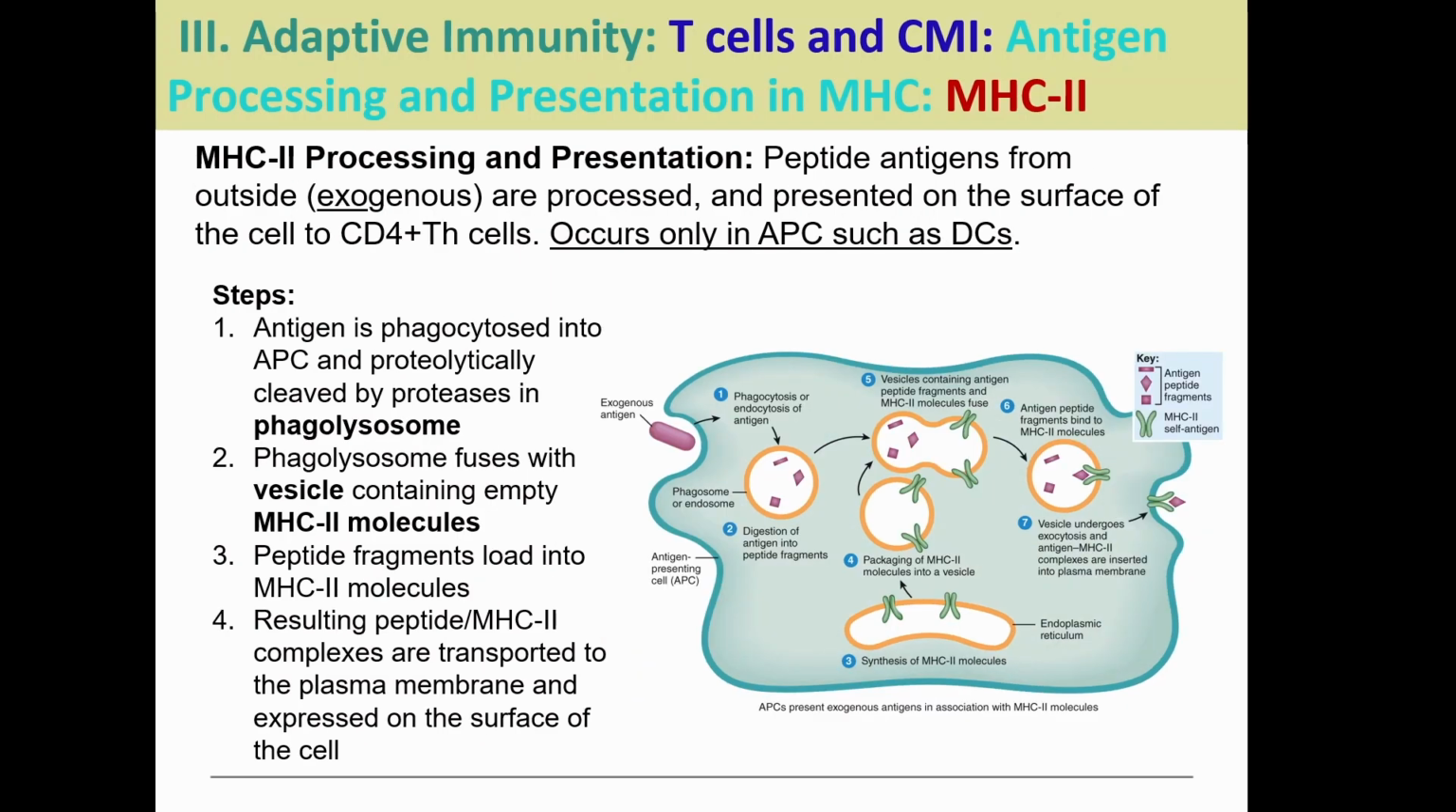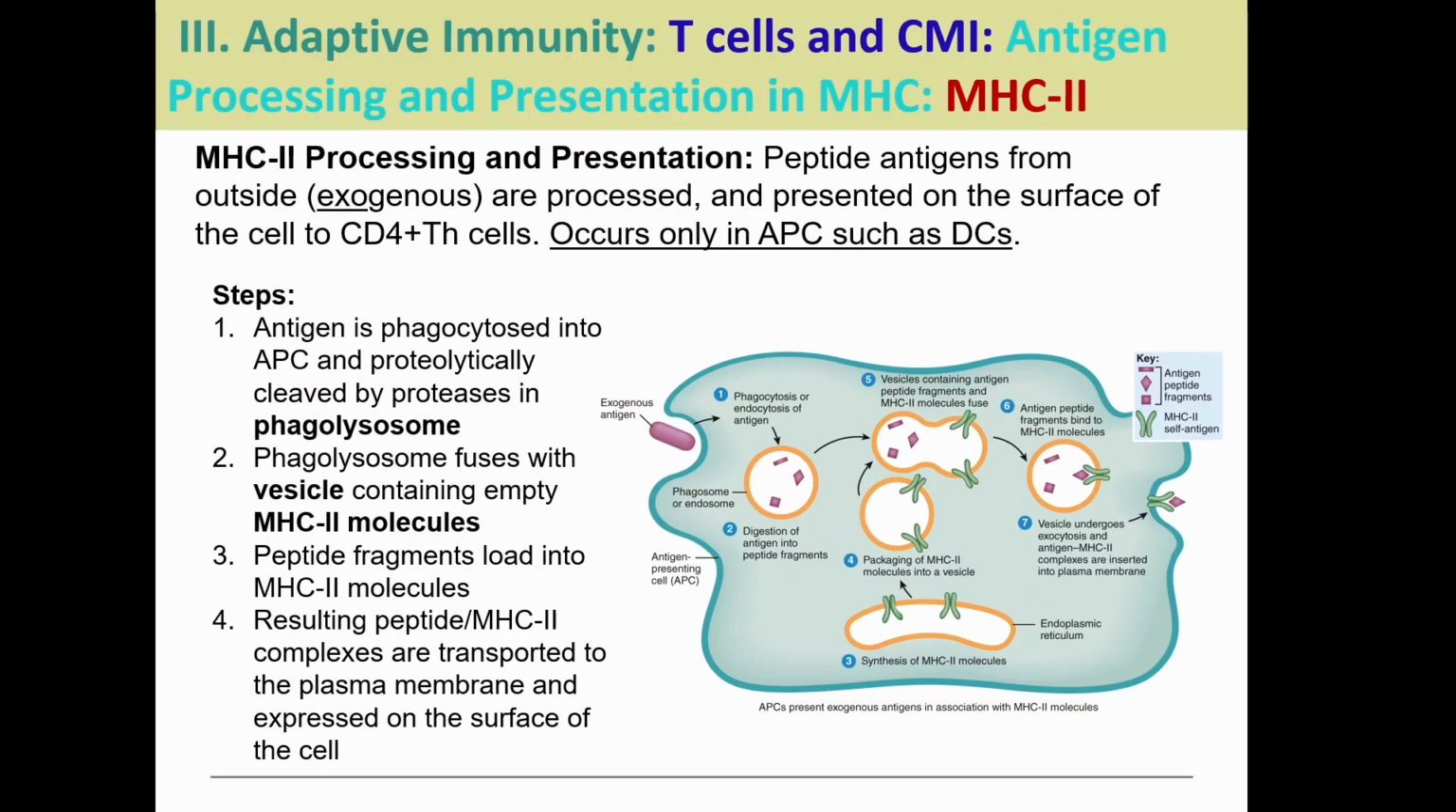MHC2, right? This is where we have an exogenous antigen. The exogenous one is coming from outside the body. So a bacteria, a fungus, a protozoan, a free virus, something that has not gotten into a cell, right? This is going to be processed and presented to the CD4 cells. And this MHC2 process is only going to happen on the antigen presenting cells, like a dendritic cell.